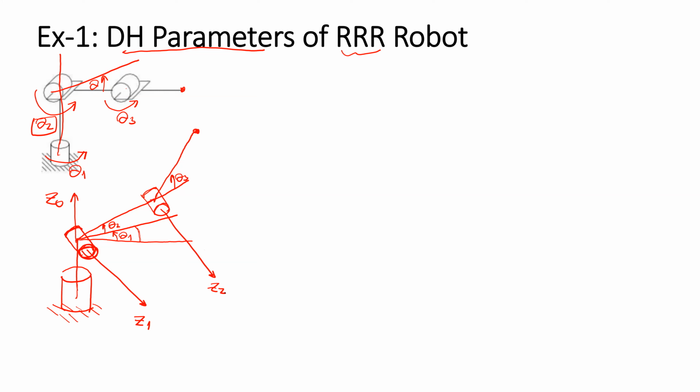In our problem, we need to compose the table of the DH parameters. How many links do we have? We have 3 joints. So the movable links, we have link 1, link 2, link 3. We are not going to write link 0. If we have 3 joints, we have 3 movable links, link 1, 2, 3.